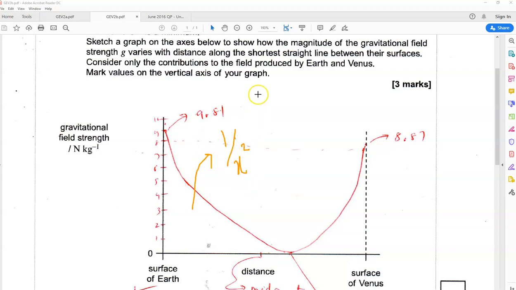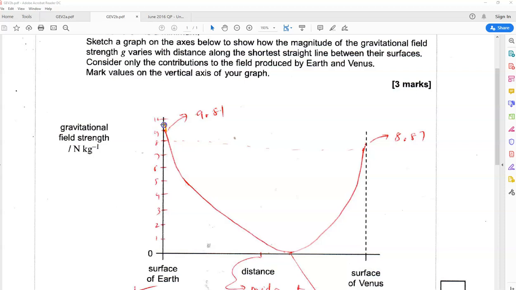So 1 by x square, the curve goes like that. And here, I've started from 9.81. What I did here is, I want to show these values, the height of these values. So I divided this line into 10 equal parts, and 9.81 is supposed to be somewhere over here.